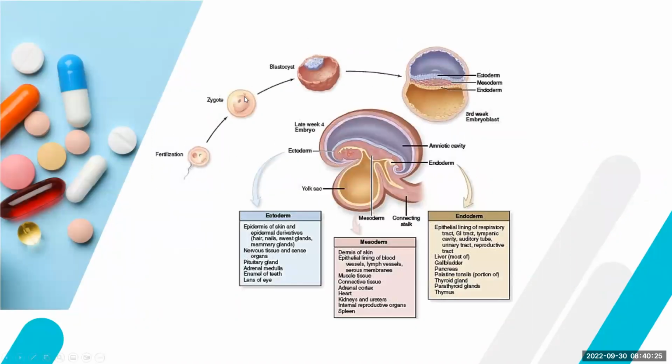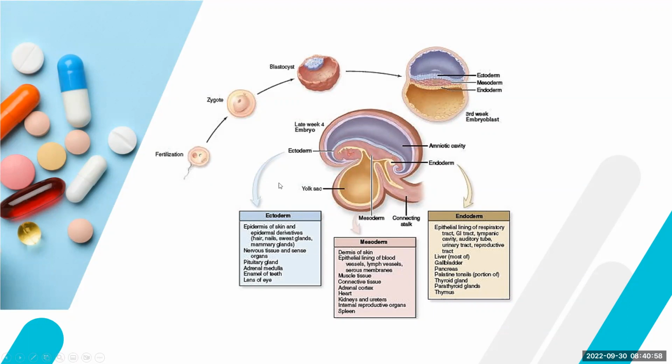This is just fertilization, zygote, blastocyst, and then the blastula, and then gastrula. And this is ectoderm, mesoderm, and endoderm. This is how it looks in side view. This is the amniotic cavity with fluid, and then we have the ectoderm facing the amniotic fluid on this side, the mesoderm in between, and the endoderm of the yolk sac.